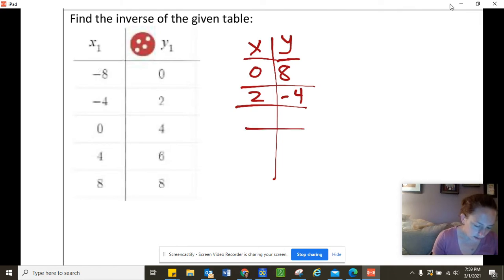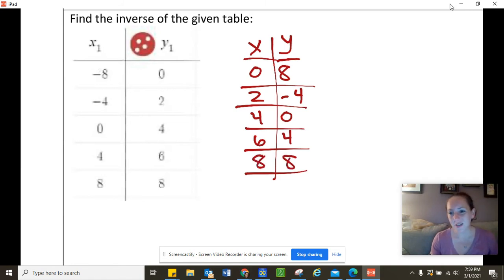So the next one becomes 4, 0. And then 6, 4. The last one doesn't really change, right? 8, 8 is 8, 8. It is what it is.